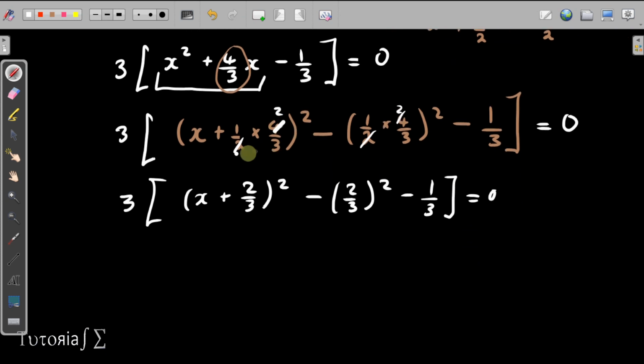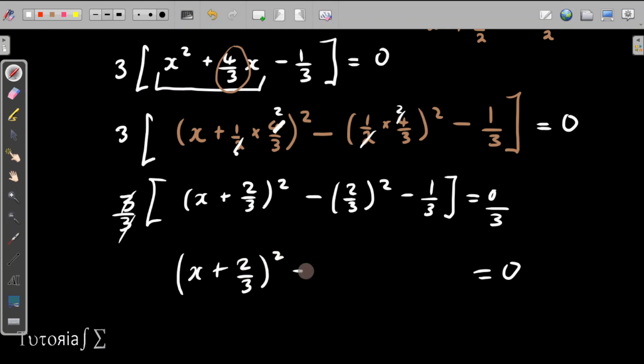Then at this stage you can divide throughout by this. So you say over 3 this side and over 3 the other side of the equal sign. So this and this will cancel, then this will give us 0. Then here inside we're going to have x plus 2 over 3 squared minus, we can simplify this, so the power is applying to both the numerator and the denominator. So this is the same thing as 2 squared over 3 squared minus 1 over 3.